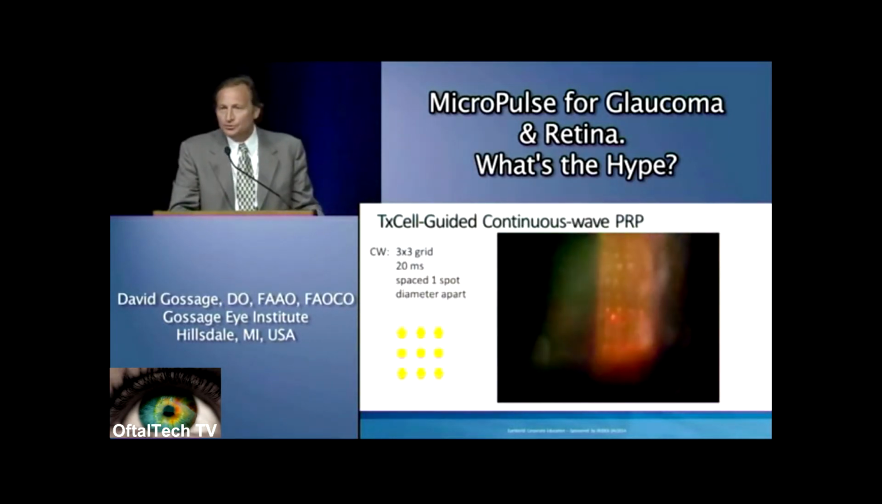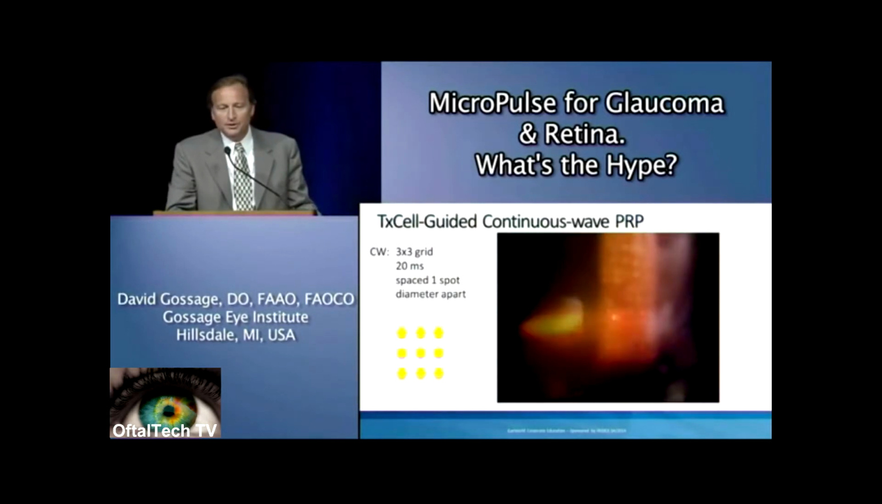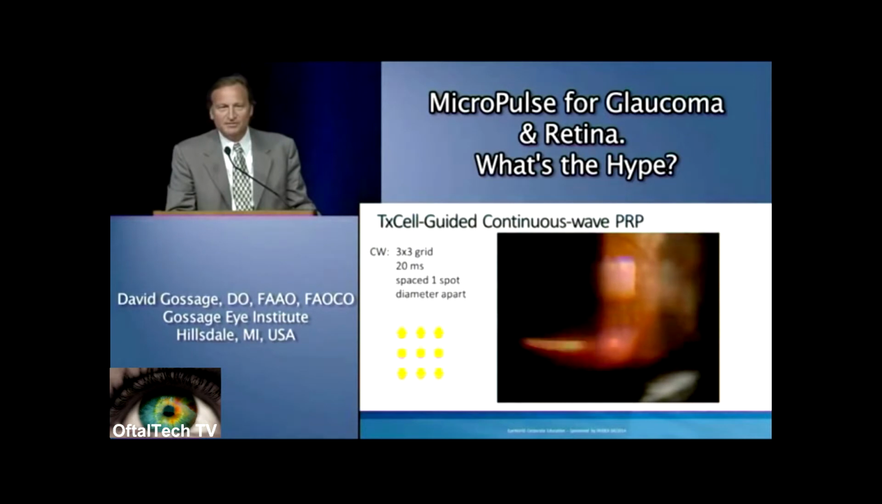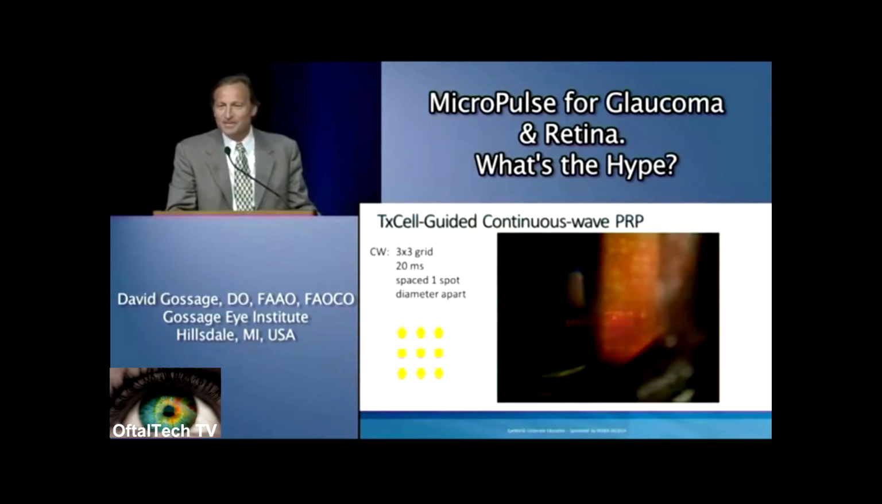This is in the continuous wave mode, so this is me doing a PRP. It's very nice. I do a 3x3 grid. You can do it up to a 7x7, but in my hands, it's just a little bit sloppy. So I stick with the 3x3. It seems to work very quickly. Patients tolerate it fairly well, and it's a great way of just getting the applications in, and it looks really nice afterwards.